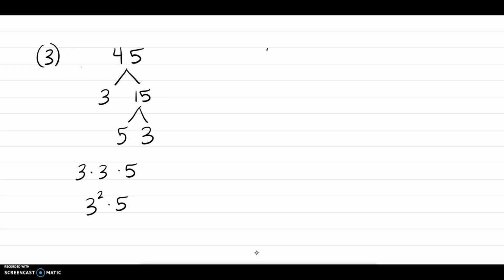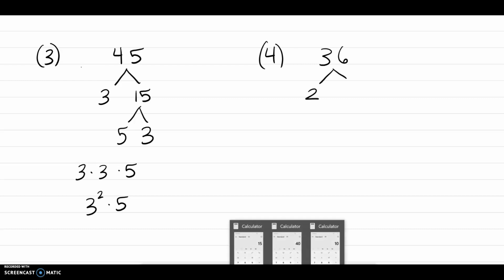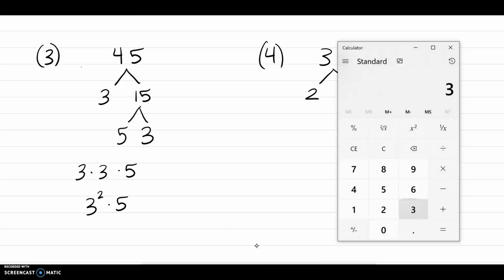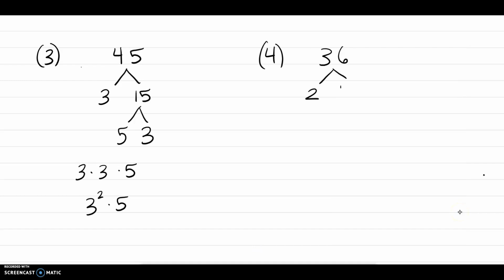Let's do one more example. Let's factor 36. So I see that 36 is even, so I'm going to divide that by 2. So 36 divided by 2 is 18. So 2 times 18 is 36. I can factor 18 down. There's a couple ways to get 18. I can divide by 2. I could divide by 3. I'm going to divide by 3 because I know that 3 times 6 is 18.